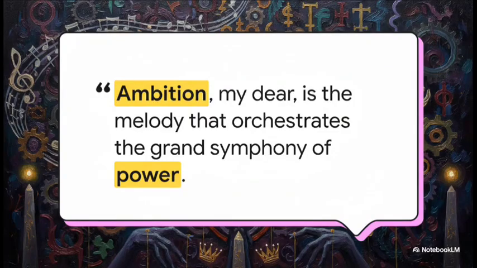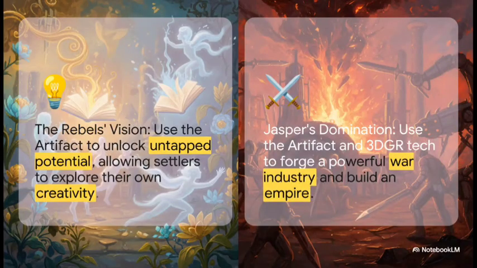She is the ultimate opportunist. And this quote, it just perfectly captures her entire worldview. I mean, while Dylan is talking about harmony and Lucy is talking about liberation, Jasper's gospel is ambition. She sees power as its own reward, and she is an absolute master at orchestrating events to get more of it. This slide just lays it out so clearly.